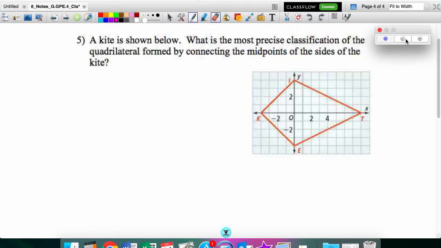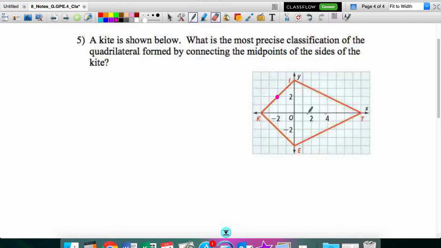So the first thing we have to do is find the midpoints of every side. In a graph, this isn't so bad. You can essentially just figure out where the middle of the two points are. So for example, for KI, we have a horizontal distance of 4 and a vertical distance of 4. That means that the midpoint will be horizontally 2 over and up 2. So this is our midpoint of KI.